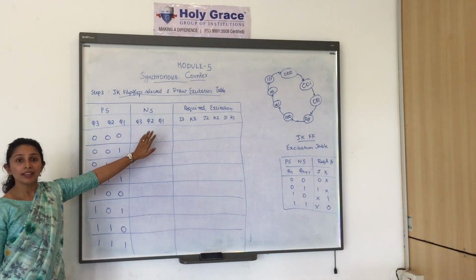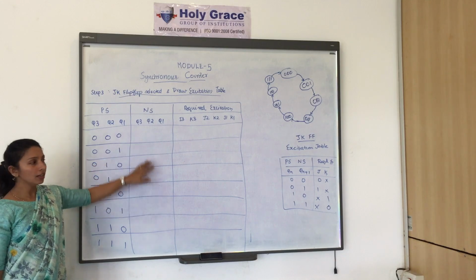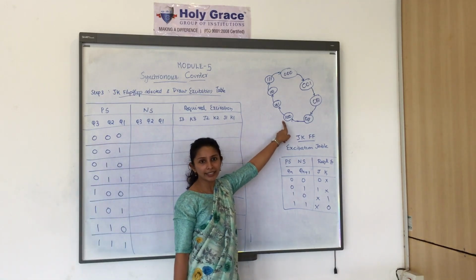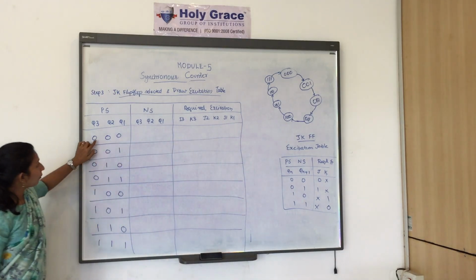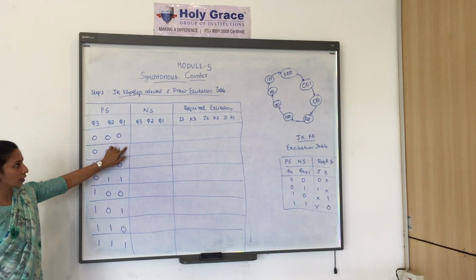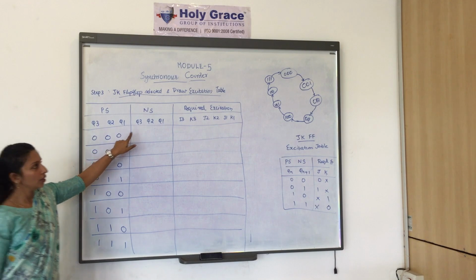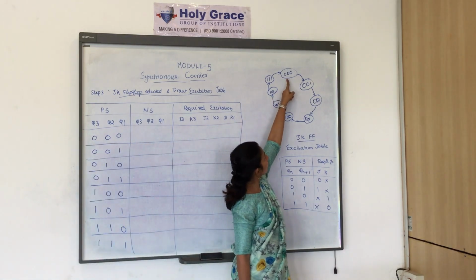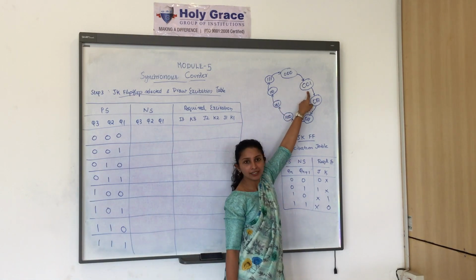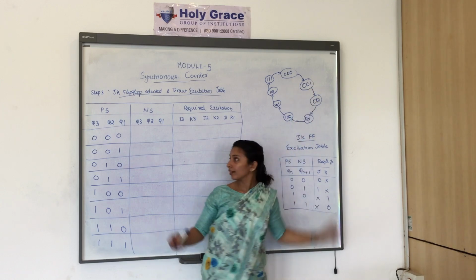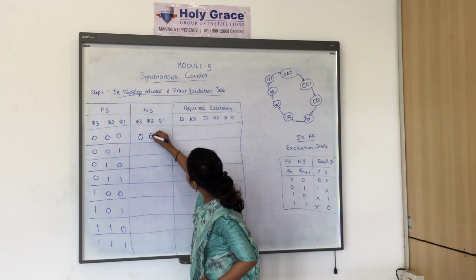I am going to write the next state. This I will fill by looking into the state diagram. So, our present state is 000. What is the next state of this 000? So, you can see here is our 000. Our next state is 001. That I will fill here.